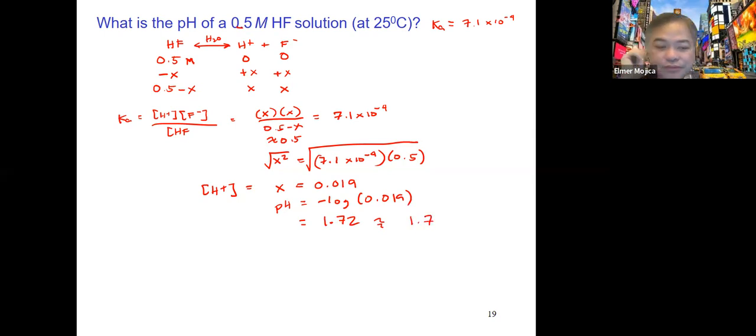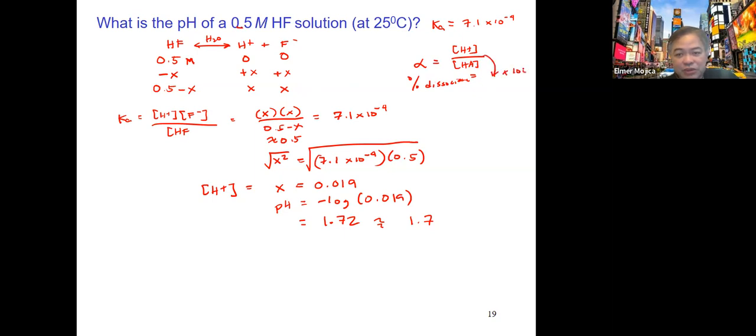Now, this approximation is limited. It only works if your fraction of ionization is less than 5%. So we have to get the fraction of dissociation or percent dissociation. So percent dissociation is just equal to the H plus over the HA, times 100. So what is the H plus? The H plus is 0.019 over 0.5. And then you multiply by 100. That is equal to what?